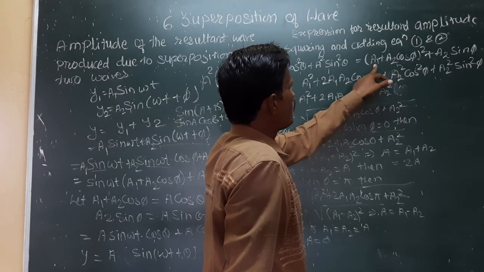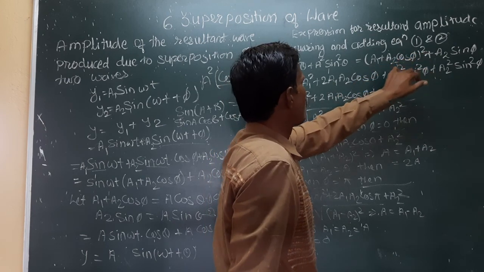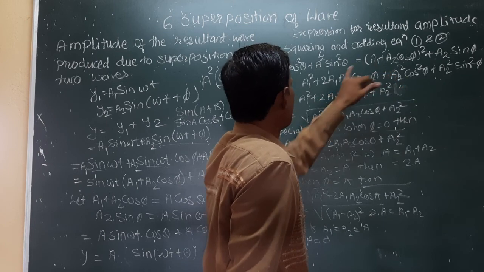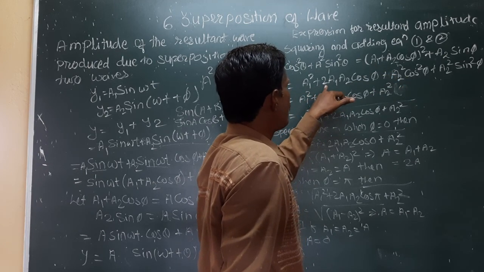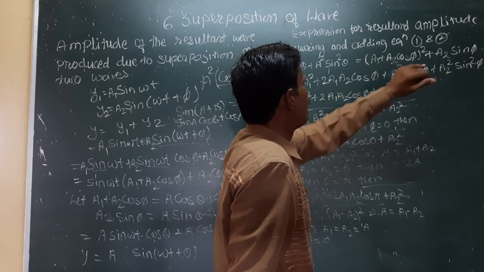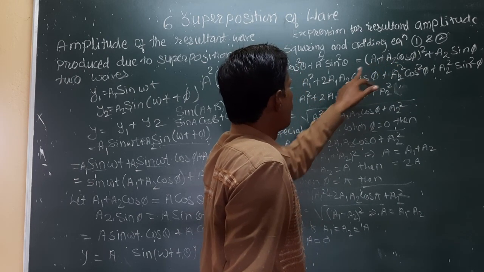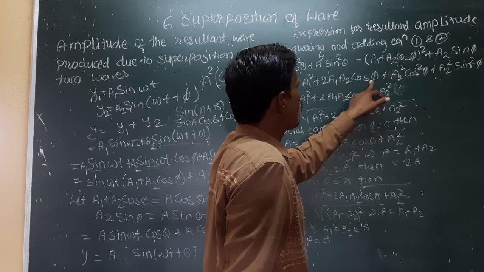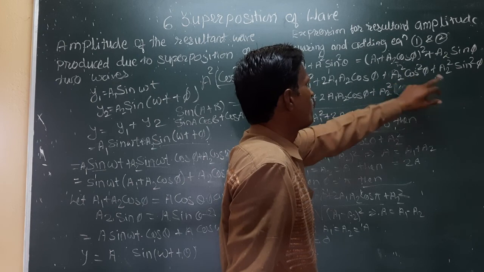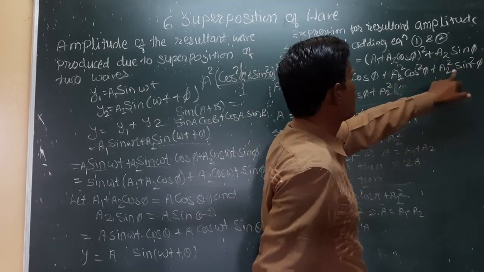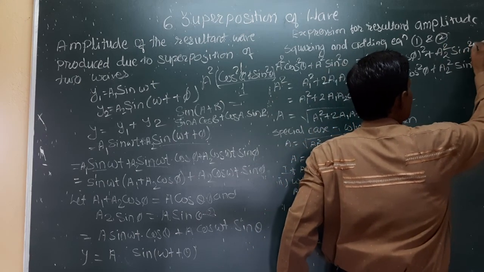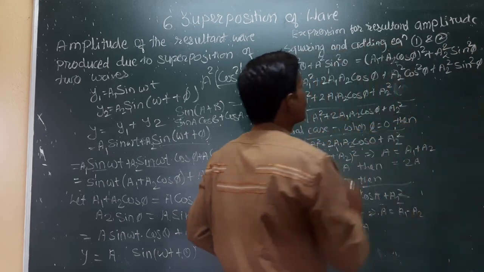again we are using the (a plus b) whole square formula. We get a1 square plus twice a into b, here a is a1 and b is a2 cos phi, so twice a1 a2 cos phi plus a2 square cos square phi, plus here a2 square sin square phi.